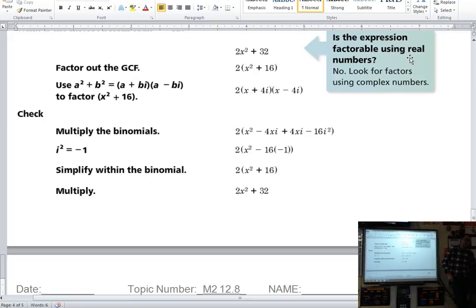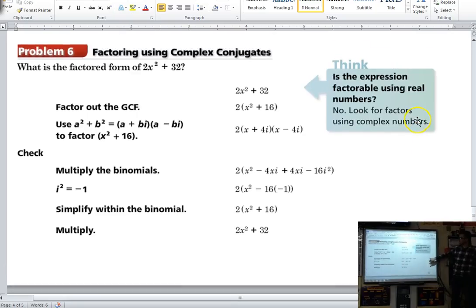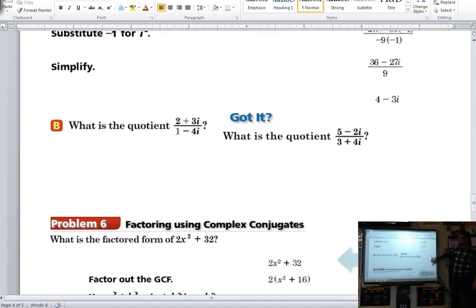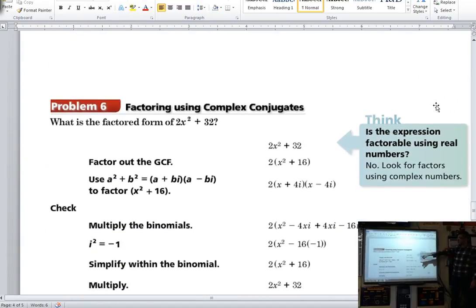Any questions on that? Brian? Do you want us to remember the a plus bi thing? What do you mean? I mean, a plus bi is the standard form of a complex number. So there's the real part.